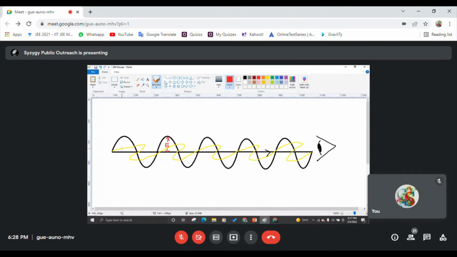As we know, light wave is a transverse wave and is composed of two oscillating fields. First is the electric field and the other is the magnetic field. Okay, so to study polarization, we are just dealing with the electric field.